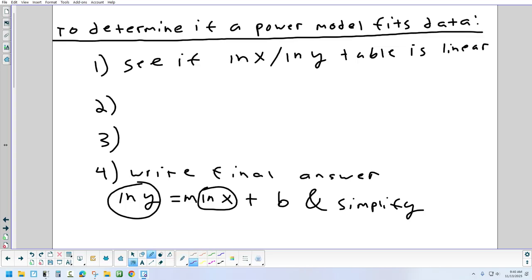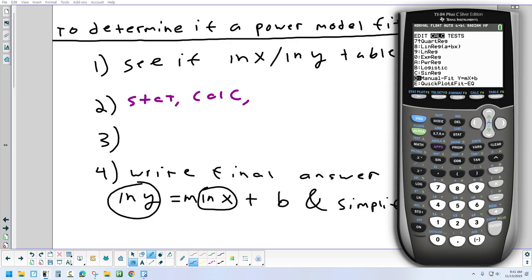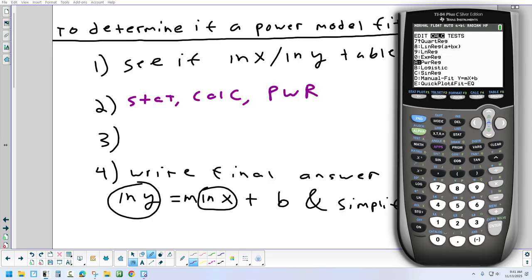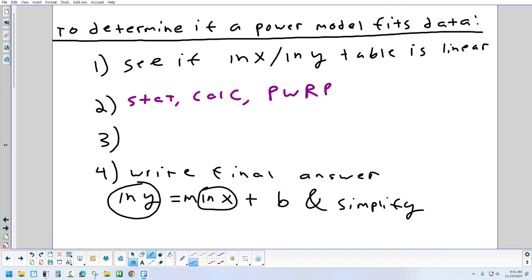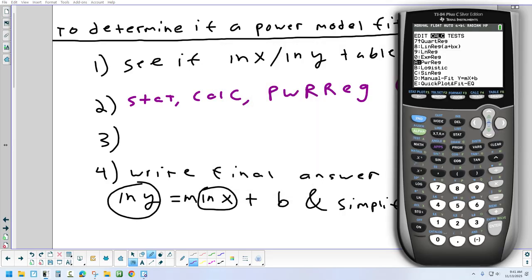So step 2 is to press stat, calc, and then we're going to go to option, I think it's option A, at least on my calculator. Option A, which is power regression. It's option A on mine. Okay, let's do that. So we went to stat, we go to calc, go to power regression.